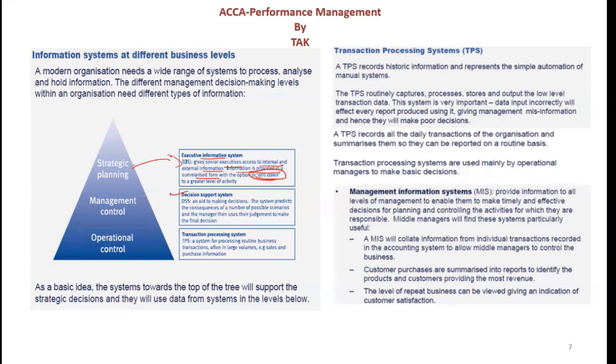Then the decision support system. As the name implies, the decision is taken by the middle management, and the system should also support those decisions. It is to aid in making decisions. The system predicts the consequences of a number of possible scenarios, and the manager then uses judgment to make the final decision.